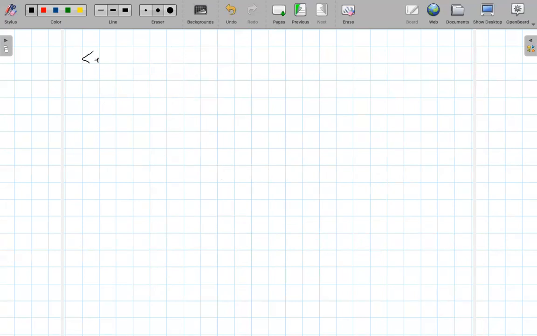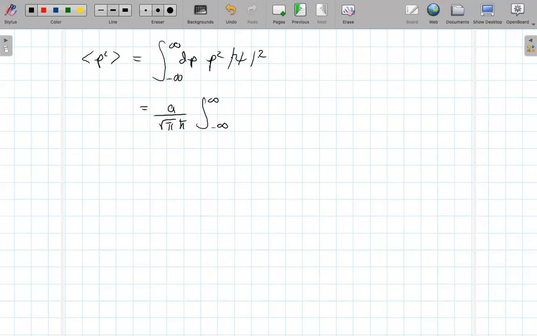So that's that guy. Again, we're going to do the same thing with p squared. So the expectation of p squared is going to be equal to the integral from minus infinity to infinity dp, where now I just replace this with the momentum squared, and then again, I get the modulus squared of psi. Let's put all that in. Using our prefactor, this is now going to become a over the square root of pi times h bar, integral from minus infinity to infinity, dp times p squared times e to the minus p squared a squared divided by h bar squared.